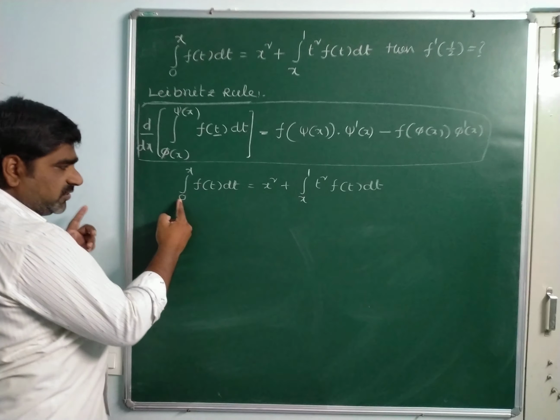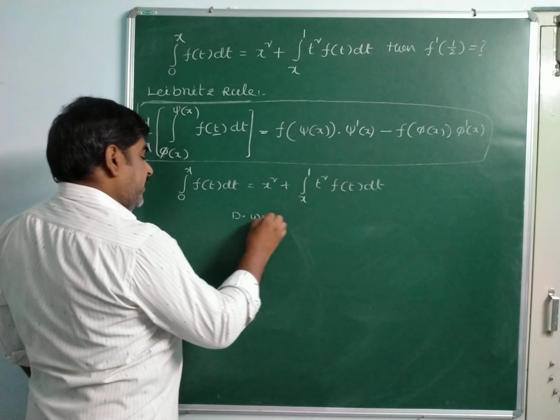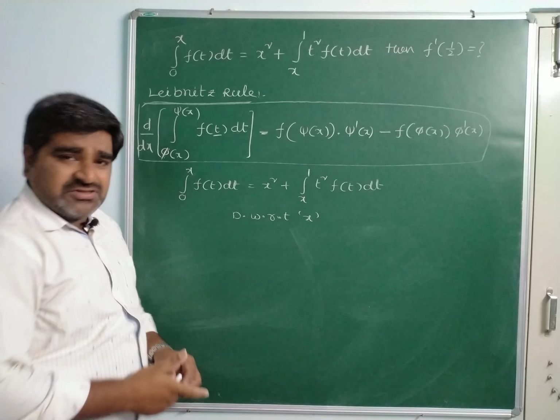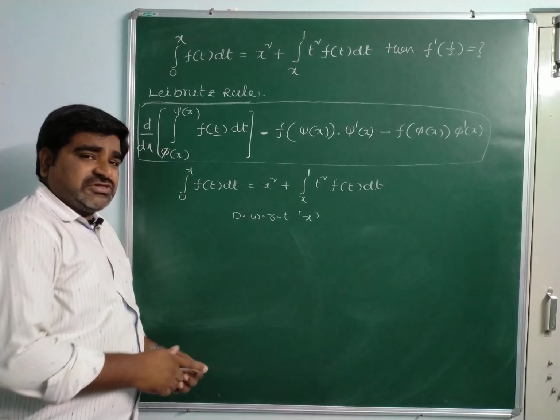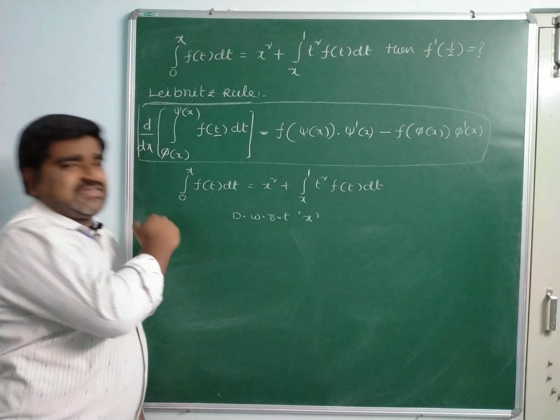Here the limits are in terms of x, and here also the limits are in terms of x. Now I am going to differentiate with respect to x on both sides. See, here the variable of integration is t and the upper limit is in terms of x. Of course, the upper limit is x.